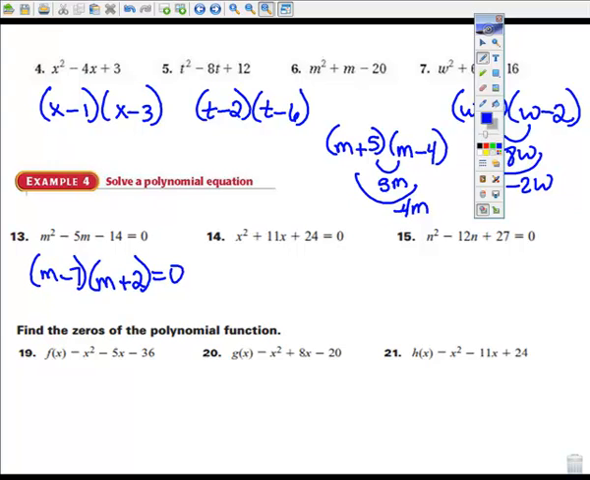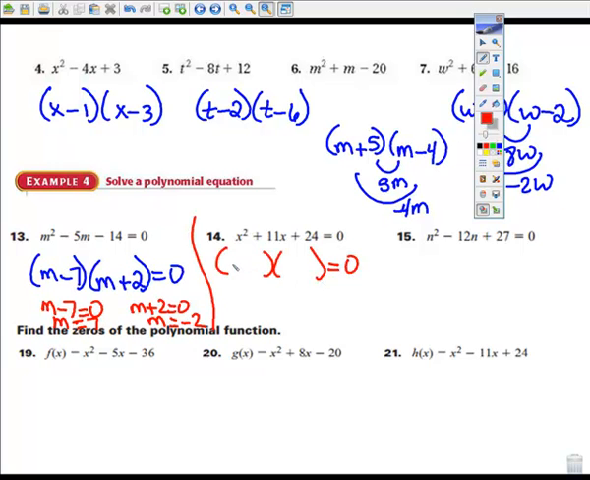Now the next step, just like before, is you're going to set each of these factors equal to 0 and solve. So here I get m equals 7, and here I get m equals negative 2. Let's try it again.